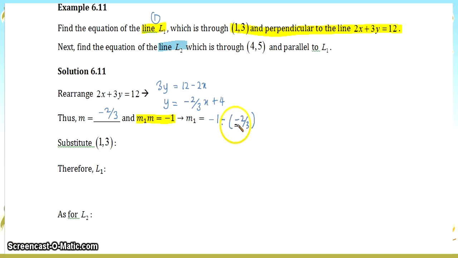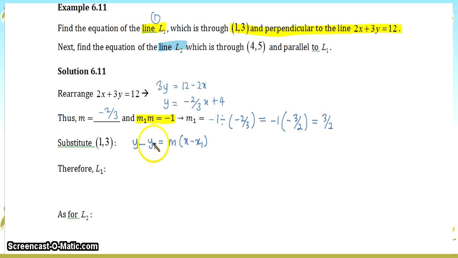Now let's solve M1. Solving this, we get M1 is equal to 3/2. This is the gradient or slope of line 1. Now, we use this information, M1 equals 3/2, and the coordinate of point (1, 3) to get the equation of L1, by using the point-slope form, y minus y1 equals m times x minus x1.